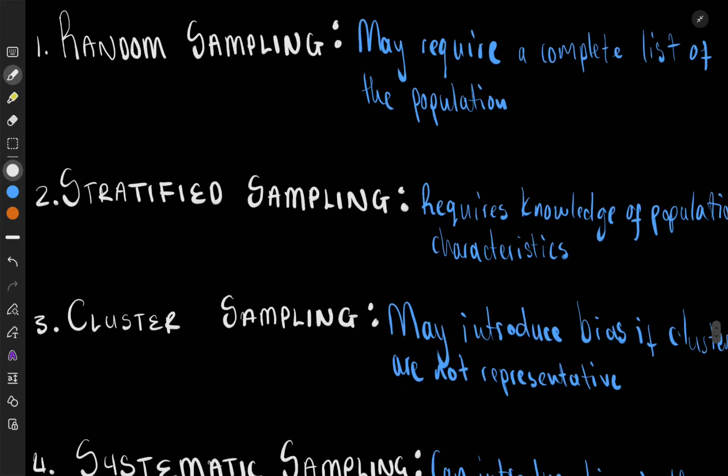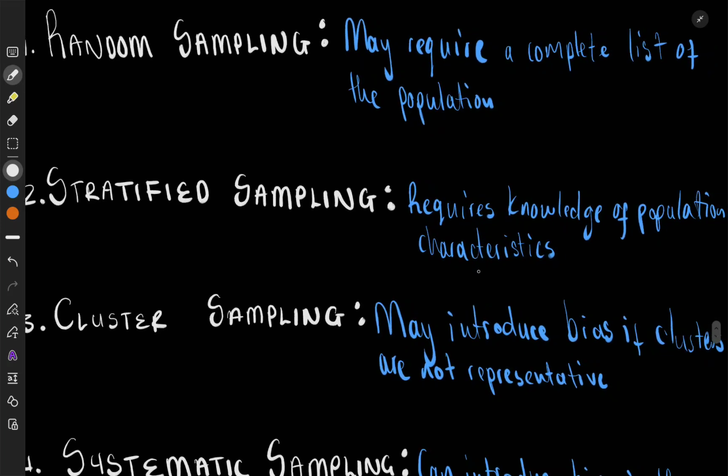Now, stratified sampling, the big disadvantage is that you have to know, because you're going to make groups according to characteristics. Let's say you want to make groups according to people's ages: 0 to 10, 10 to 20, 20 to 30. For you to be able to do that, you need to know the age of everybody in your population. So it requires you to know the characteristics of every individual in the population, which is hard.